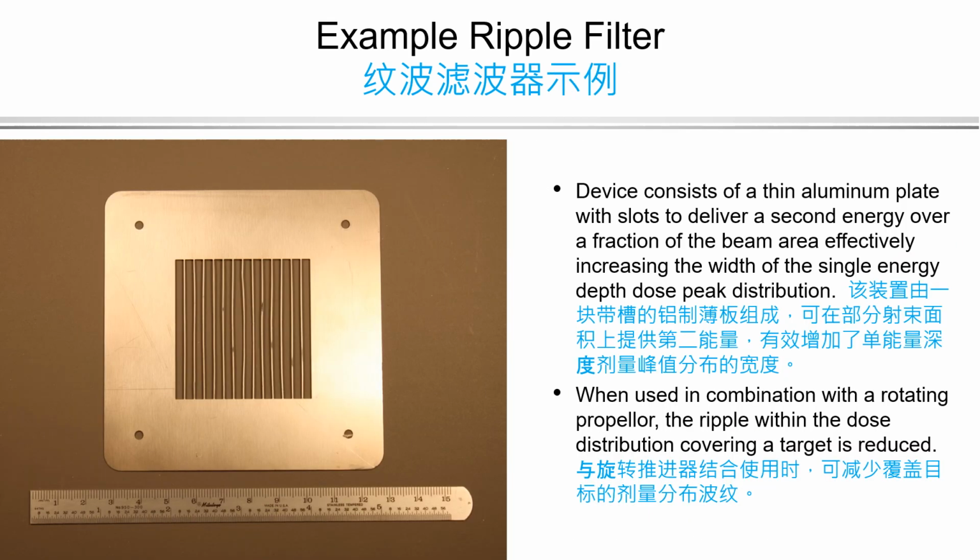This picture shows an example of a ripple filter. This device was used with a propeller-type range modulator designed for 155 MeV protons, but used at a lower energy of 120 MeV where the peak is narrower. The device consisted of a thin aluminum plate with slots to deliver a second energy over a fraction of the beam area, effectively increasing the width of the single energy depth dose peak distribution. When used in combination with the rotating propeller, the ripple in a dose distribution covering the target was reduced.